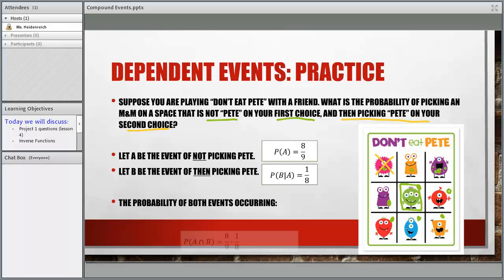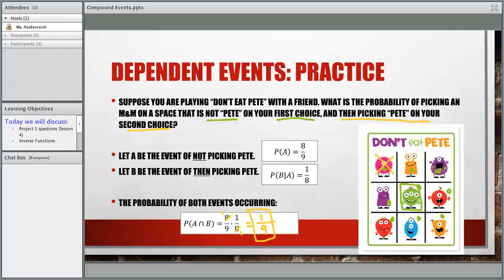So we're going to multiply those two numbers together, 8 over 9 times 1 over 8, and we can, of course, divide out the 8s to be 1s, and then we've got 1 times 1 and 9 times 1. So the probability of both of these events occurring is 1/9. Okay, so that's it for dependent events.